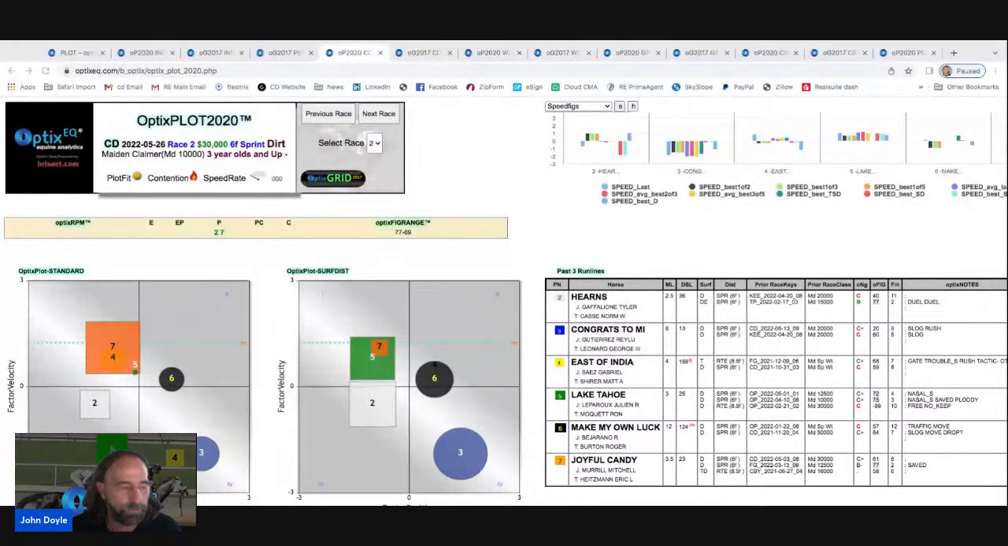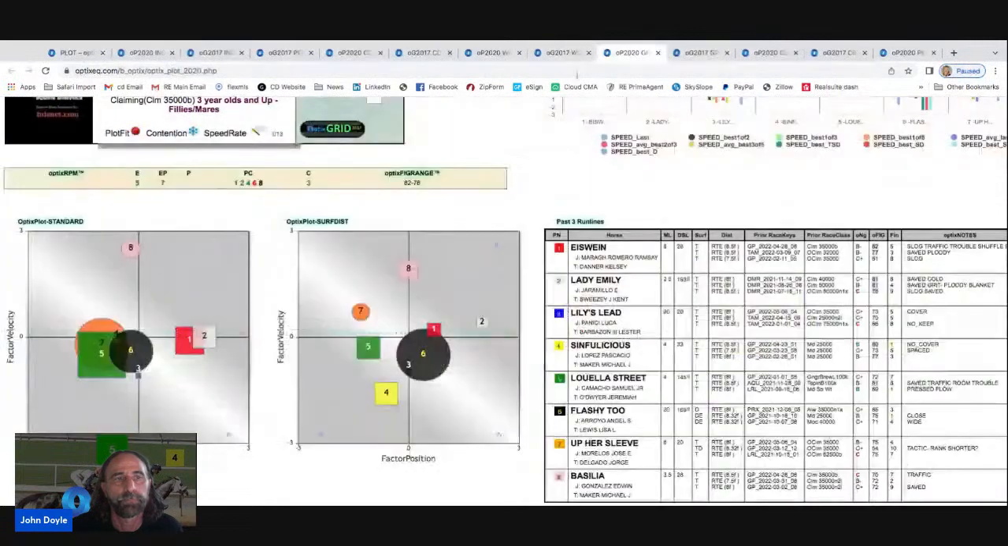Okay, they're off. Looks like the 7. Let me get to the plot that we're looking at here. It looks like the 7 made the lead. Now, I would have wanted the 5 to make the lead, so that's kind of a negative for the 5. The 8 is tracking. And so is the 6.